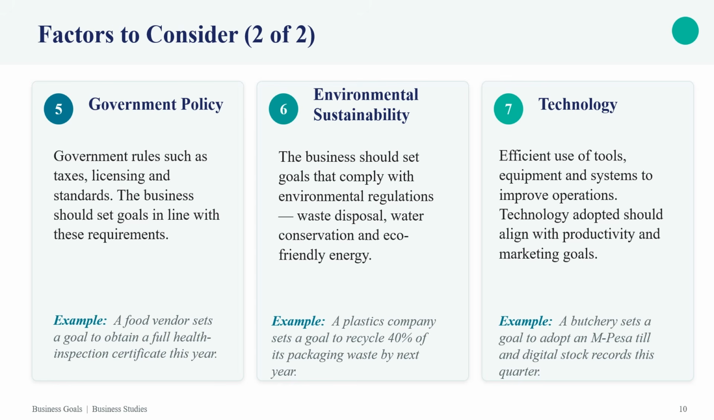Very important. The technology adopted should align with productivity and marketing goals, because the technology that you have may increase the production rate and the marketing strategies. For example, right now we're in the social media platforms, WhatsApp, Facebook. Does this align with the product that we sell? Example, a butchery sets a goal to adopt an M-Pesa till and digital stock records this quarter.